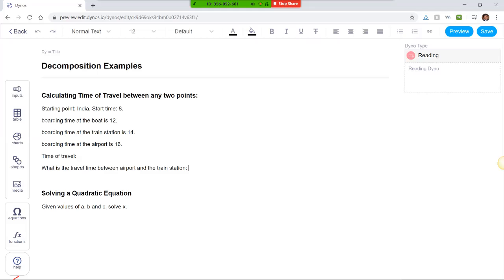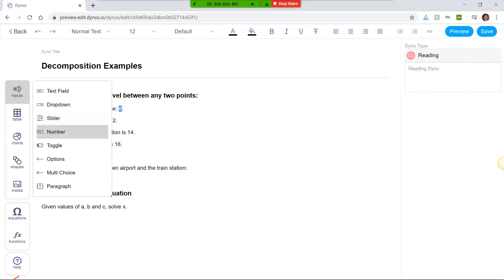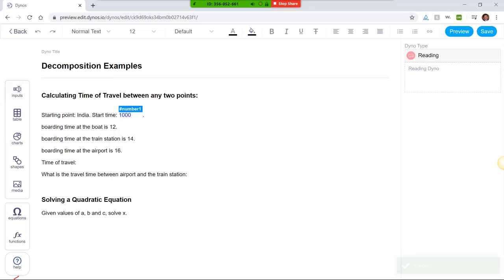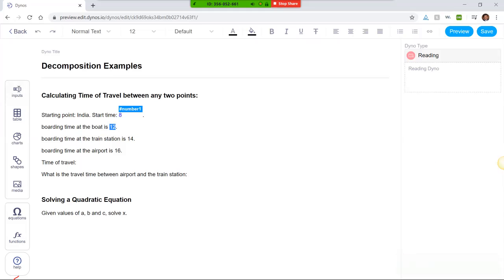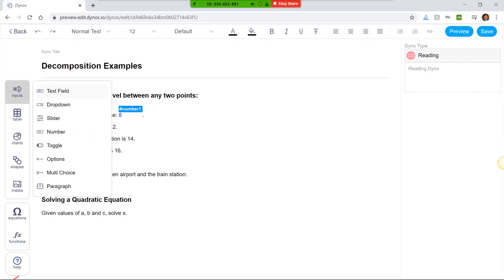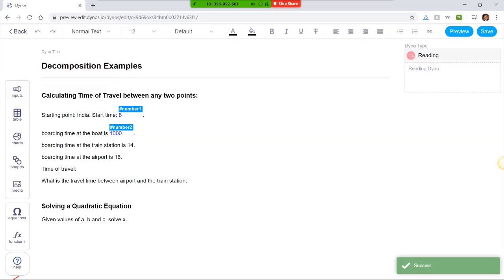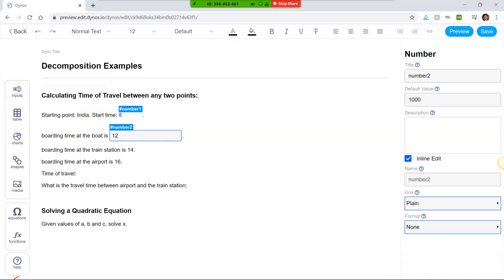So let's see how we can do this using Dynos. So now this is 8, 12, 14, 16, right? Can we use variables here instead of static numbers? Yes. Okay, so let's use a number, and I'm going to change this to 8 here. And the boarding time at board is what? It's 12 o'clock. So let's change this to another variable, input number. And the number here is 12.